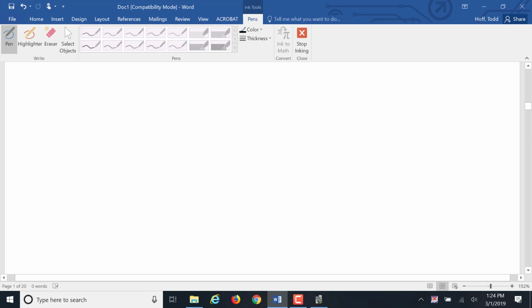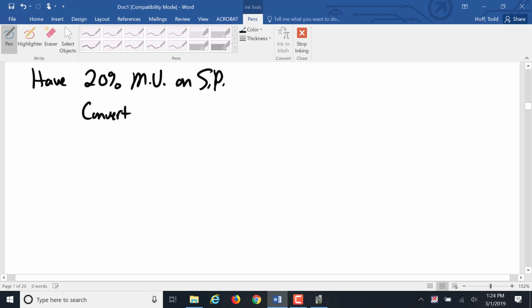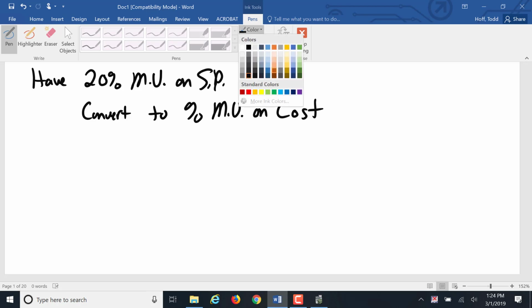So let's say that we know that we have a 20% markup on selling price, and we want to convert that to a percent markup on cost. Now you'll notice we don't have a dollar amount given for anything here. We're going to make those up.